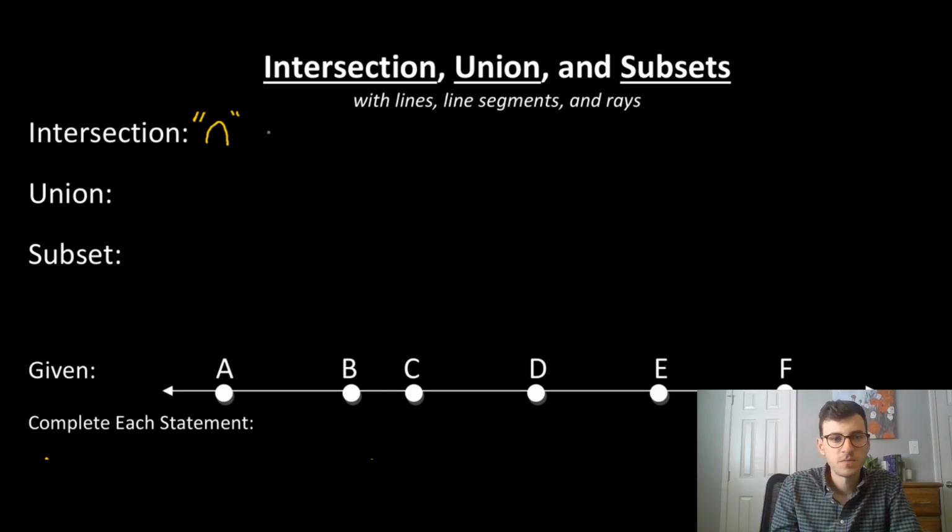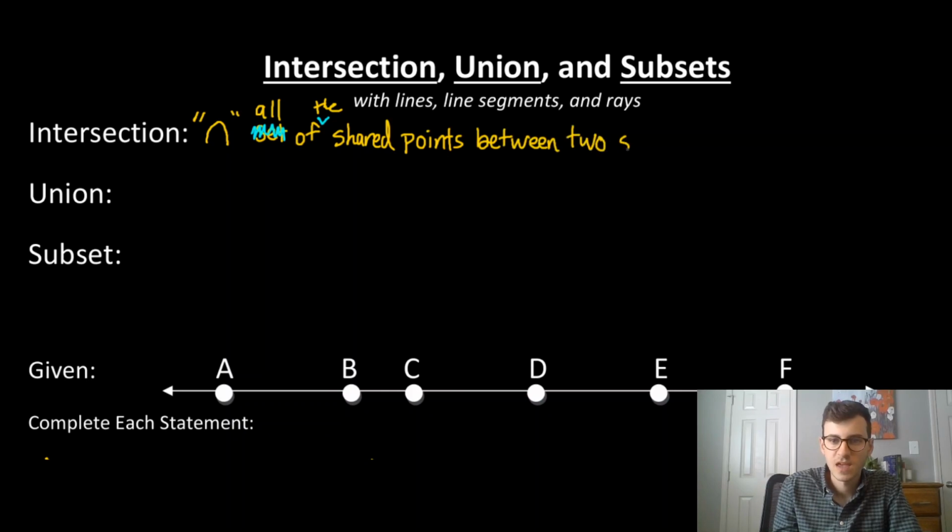So intersection is the set of shared points. Maybe we should say it's all of the shared points between two sets. It's all of the points that both have in common.